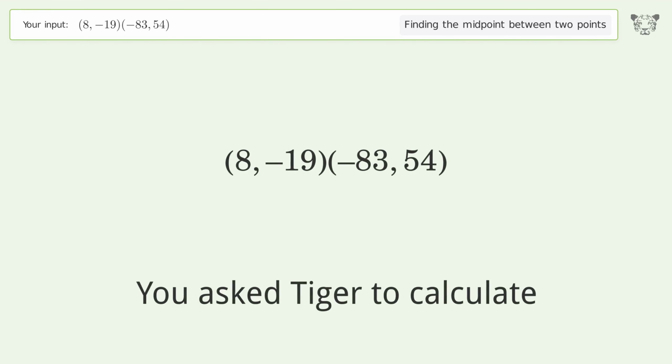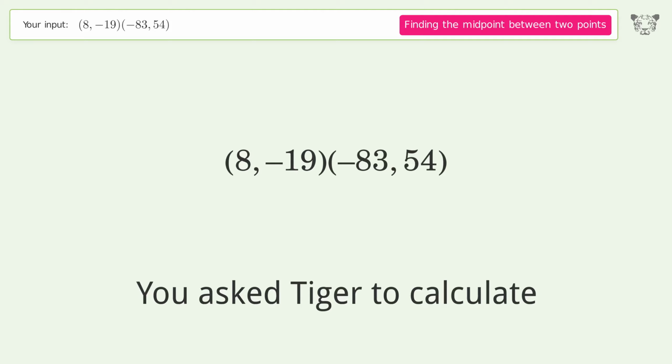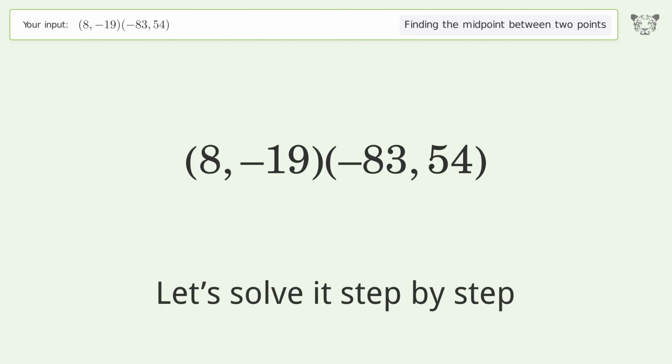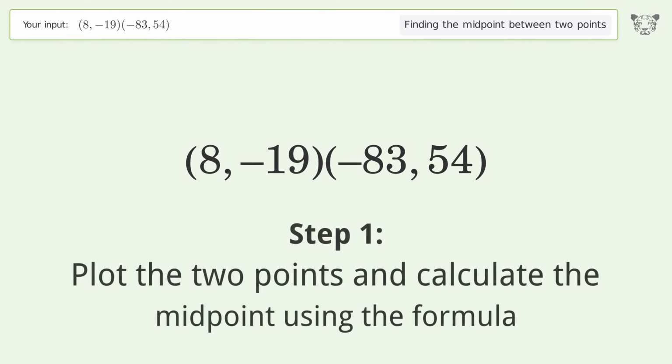You ask Tiger to calculate. This deals with finding the midpoint between 2 points. The midpoint between the 2 points is negative 37.5, 17.5. Let's solve it step by step. Plot the 2 points and calculate the midpoint using the formula.